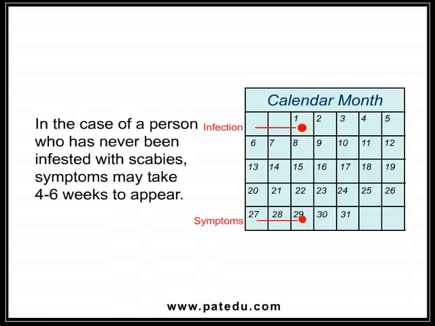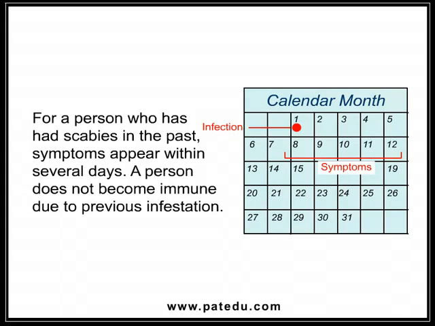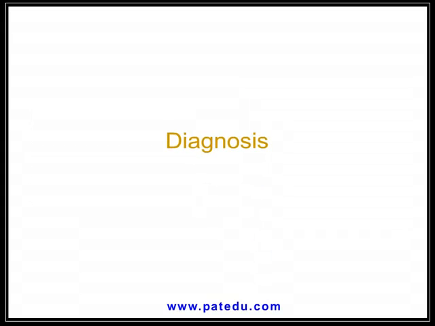In the case of a person who has never been infested with scabies, symptoms may take 4 to 6 weeks to appear. For a person who has had scabies in the past, symptoms appear within several days. A person does not become immune due to previous infestation. Diagnosis.